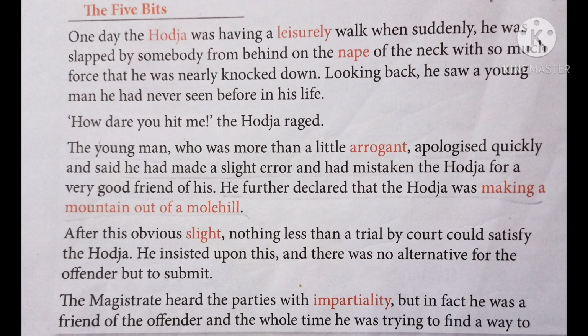The story begins with the Hoja or the teacher having a leisurely, a relaxing day. He was having a relaxing walk around and he was admiring the beauty of the nature around him. And suddenly someone slapped him from behind on the nape of his neck with so much force that he nearly fell down. He looked back and he saw a young man there whom he had never seen before in life.